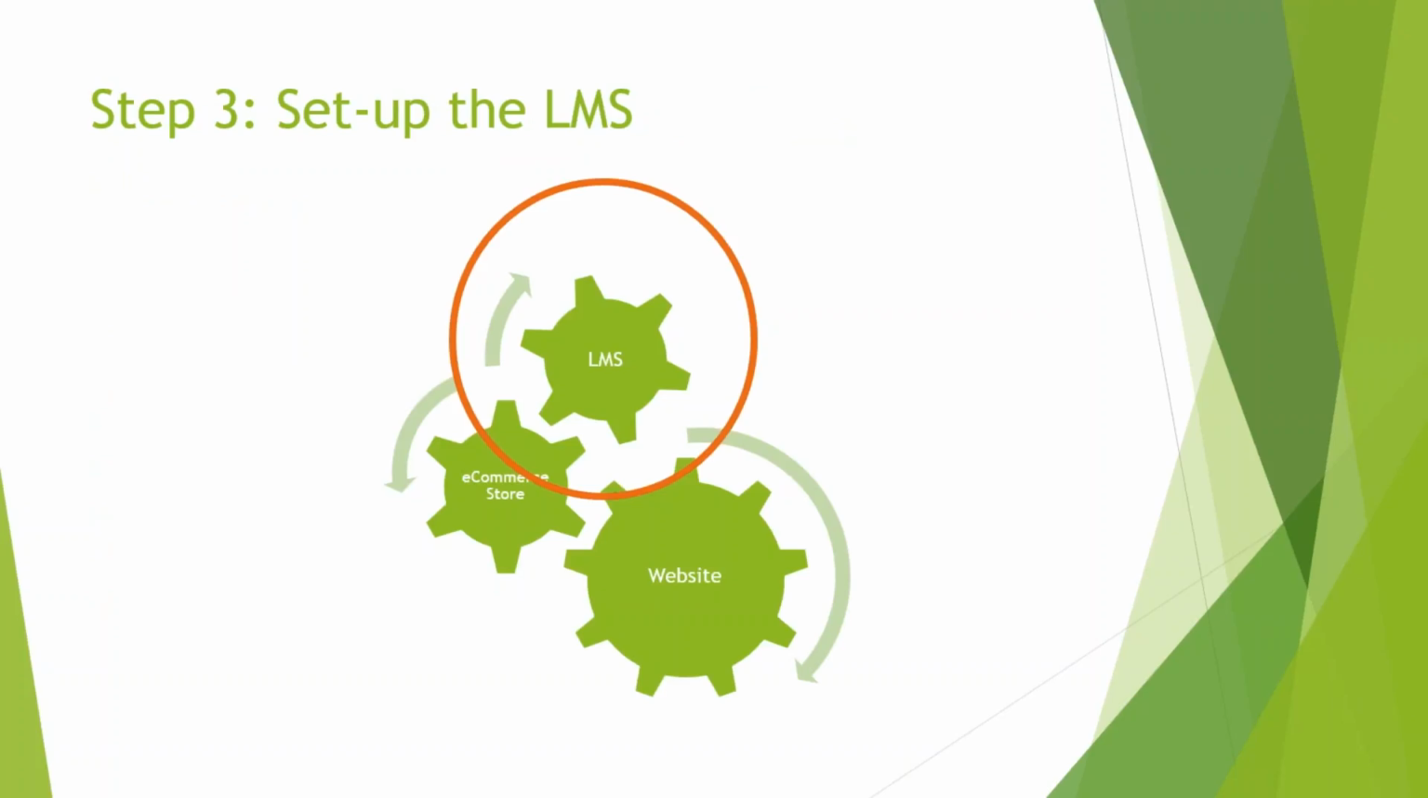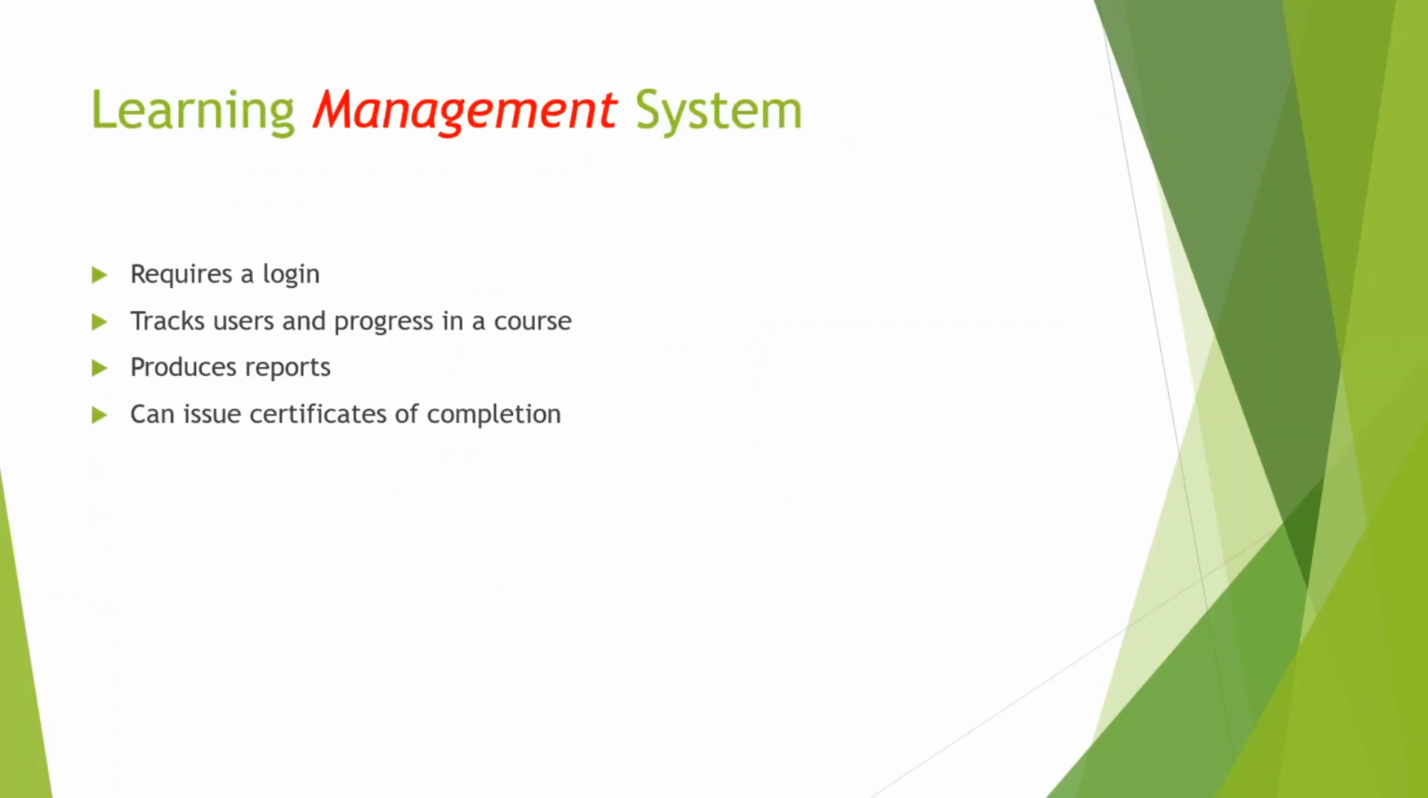And then the last component of this is the learning management system. That's where the courses are housed. When I say management system, what's nice about that is it does manage the learning. Learning management systems at a minimum require a login, and that login is required so that it can track users and their progress in a course. It produces reports for you, and it can issue certificates of completion. So those are some common things that a learning management system would do.